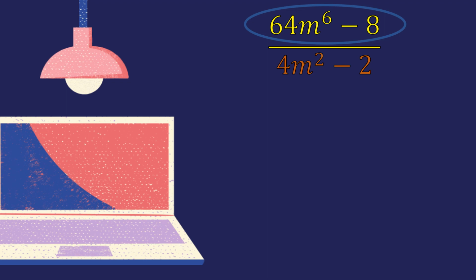For our last example, we have 64m raised to 6 minus 8 all over 4m squared minus 2. 64m raised to 6 minus 8 is factorable. We can use common monomial factor. The common monomial factor is 8, and the other factor is 8m raised to 6 minus 1.